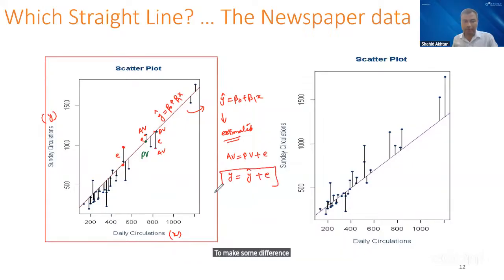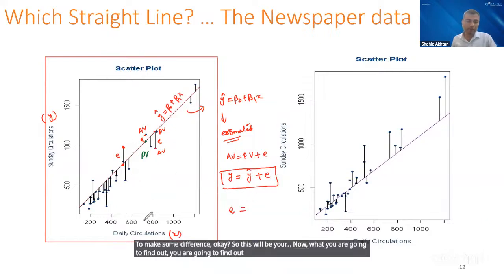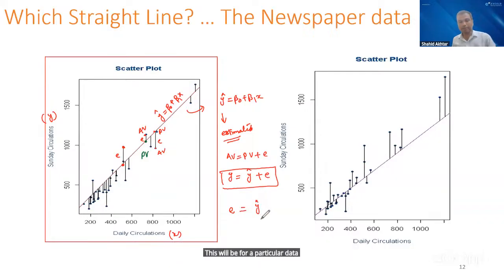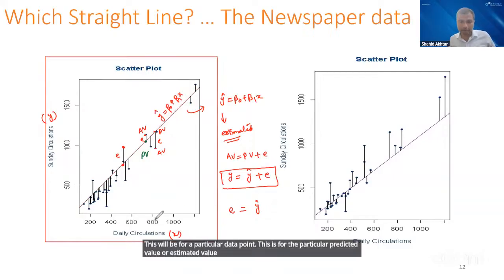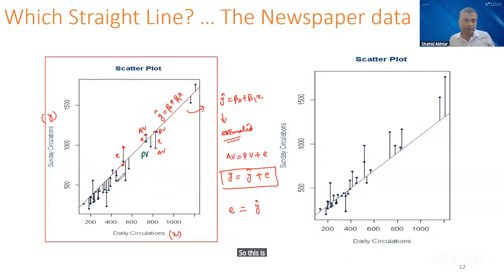Now you are going to find this error for a particular data point. This is the predicted or estimated value for a particular value, let's say 405. So this is the predicted value and this is the actual value, so you can find the error as actual minus predicted value like this.